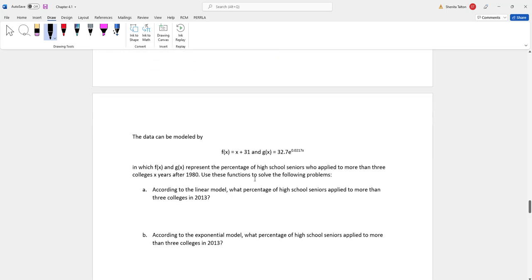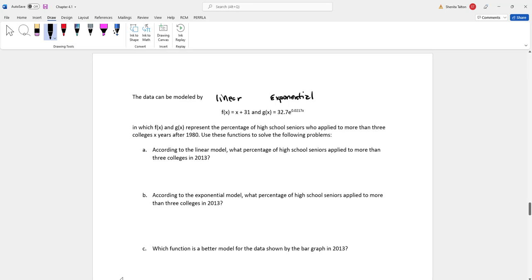So this data can be modeled by f of x is equal to x plus 31 and g of x is equal to 32.7 times e raised to the 0.0217x. f of x and g of x represent the percentage of high school seniors who applied to more than 3 colleges x years after 1980. So this first model that you see is a linear model. That's the f of x. The g of x is your exponential model. So you have 2 different models.